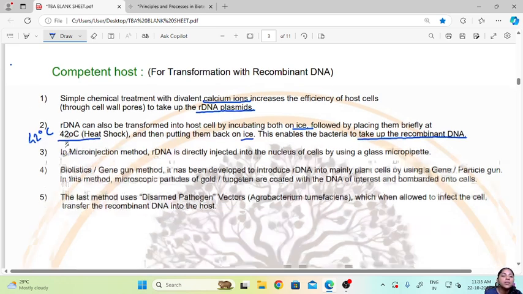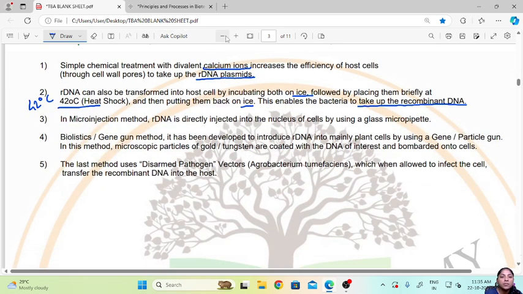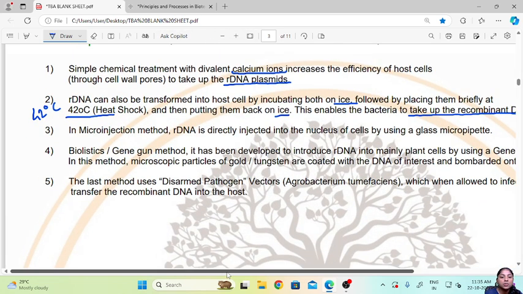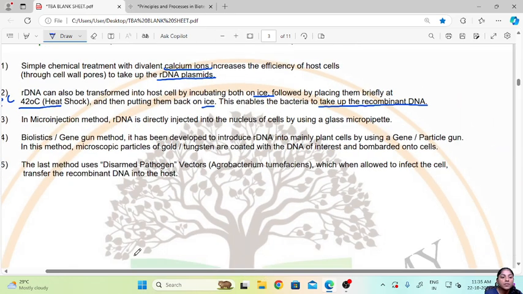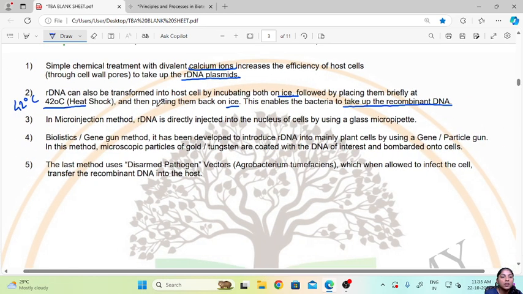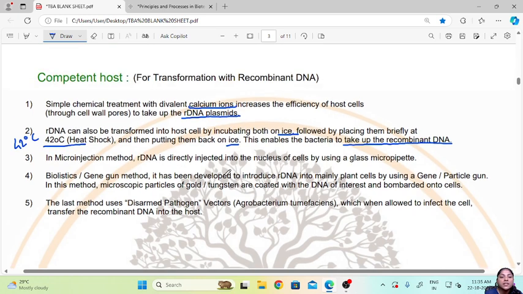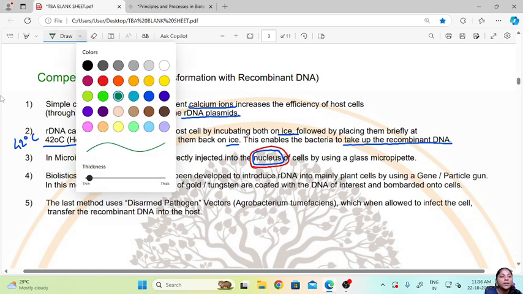Then another method is the microinjection method, where the recombinant DNA is directly injected into the nucleus of the cell. So here the recombinant DNA is directly inserted into the nucleus of the cell, and this is done using a micropipette.